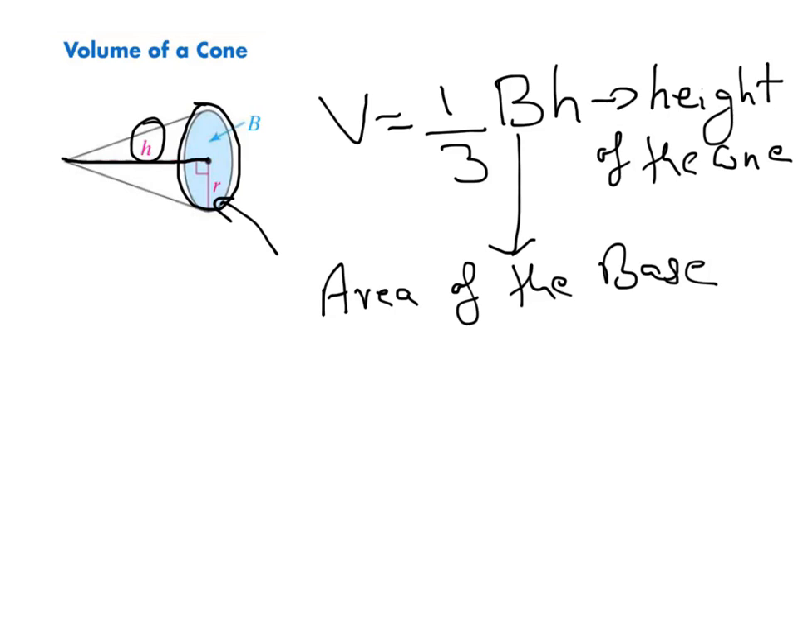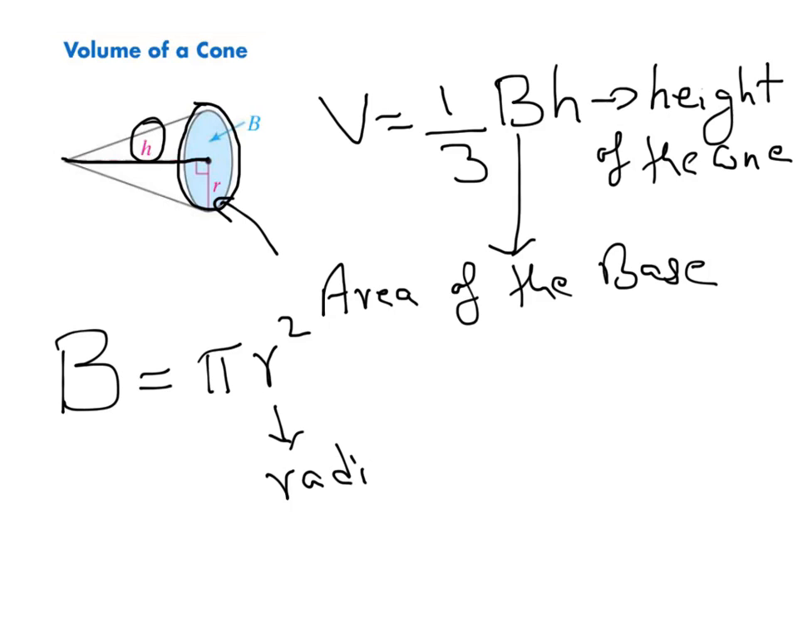So the formula to find the volume of a cone, V is equal to 1 over 3 BH, and B is area of the base, and the shape of the base is a circle. So what is the formula to find the area of a circle? It is pi r squared, and r is the radius of the circle.